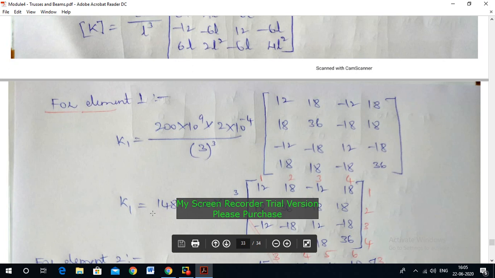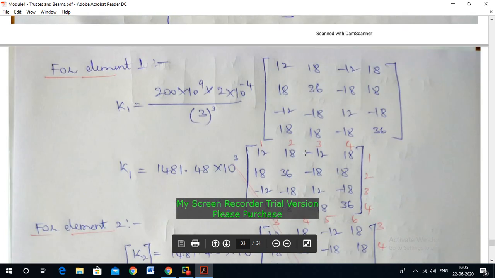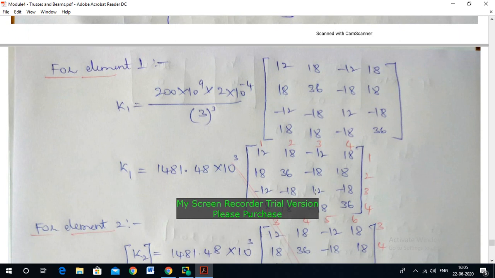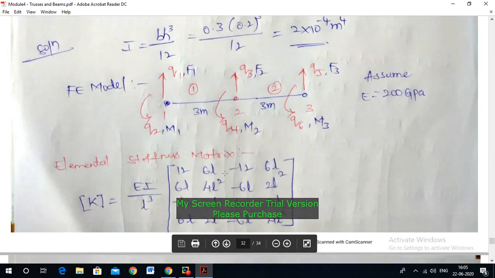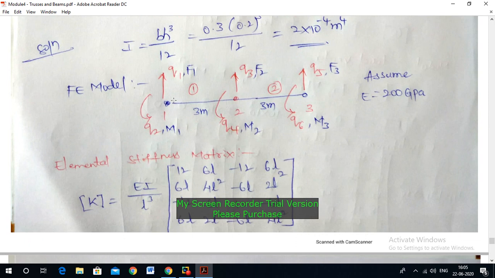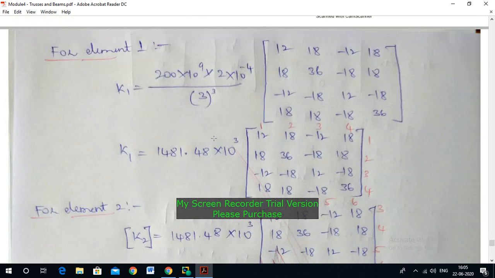Simplifying this, I will get K1 equal to 1481.48 into 10 power 3 times the matrix 12, 18, minus 12, 18. Because of symmetry I will write the next rows as 18, 36, minus 18, 18; minus 12, minus 18, 12, minus 18; 18, 18, minus 18, 36. Since element 1 has 4 nodal displacement values, q1 and q2 are the nodal displacements at node 1, and q3 and q4 are the nodal displacements at node 2. Hence I am giving the numbering for matrix K1 as 1 2 3 4, 1 2 3 4.